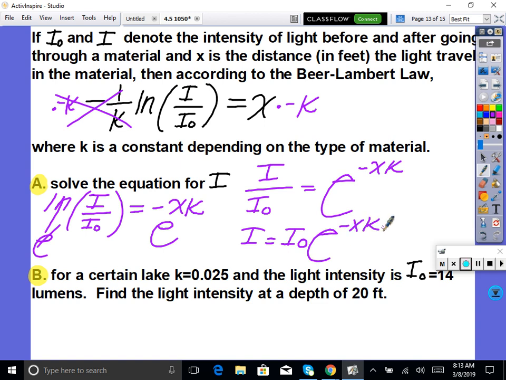Perfect. Now it says, okay, for a certain where k is equal to that, and the light intensity I sub 0 is 14 lumens, find the light intensity at a depth of 20 feet. So now it's just plug and chug. So I is equal to, I sub 0 was 14, e is e, x was 20. So that would be negative 20 times, and our k was 0.025. So let's type that in and see what it comes out to be.